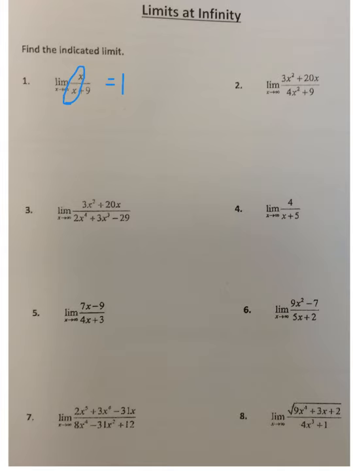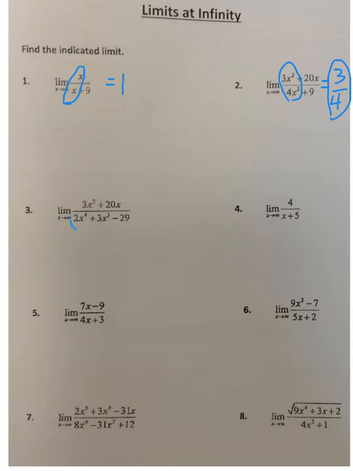So let's look at number 2. Highest power in the top, highest power in the bottom. I'm going to circle those, and I can see that the x squareds would cancel out, right? And then that reduces to 3 over 4. So again, that's a number. We're good. All right, now let's look at number 3.